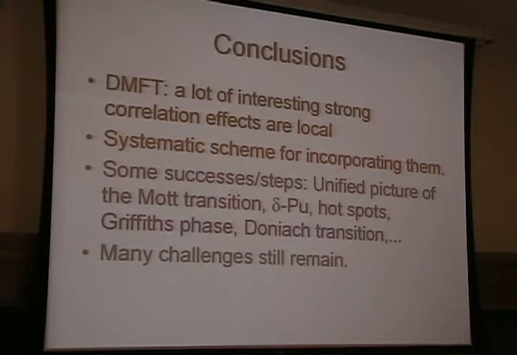So just to conclude, as we wrap this up, I talked a lot about DMFT, and I emphasize this is an arena where you can treat strong correlation effects on a local footing. Okay, and it's a systematic scheme for doing that. Okay? You can do it in a very precise way. It has some successes, and I would say perhaps some first steps towards successes. And I showed, for instance, the picture of the Mott transition, delta plutonium, hotspot, Griffiths phase, dynamic transition. But of course, I think many challenges still remain, particularly in the extensions that I talked about. So thank you.